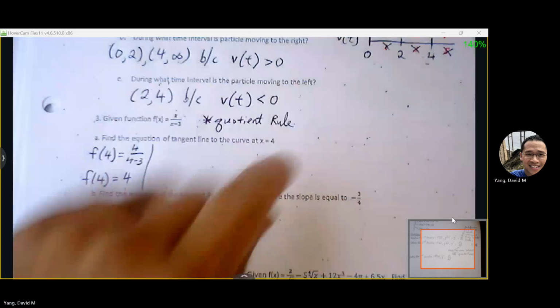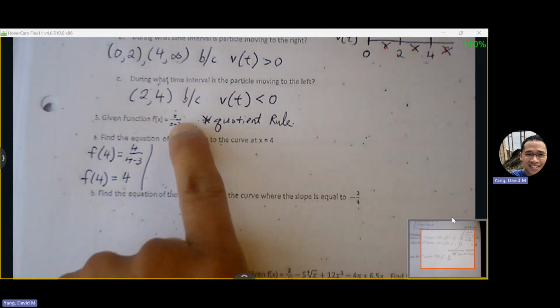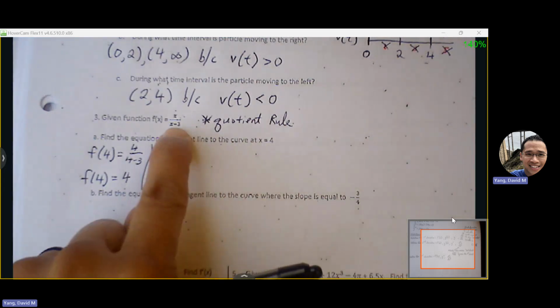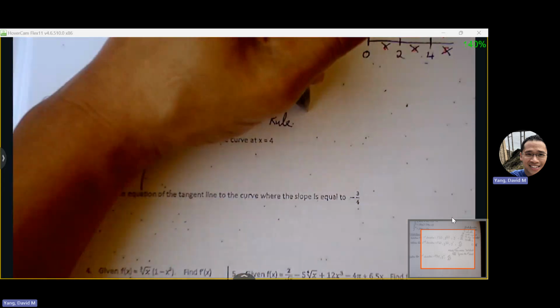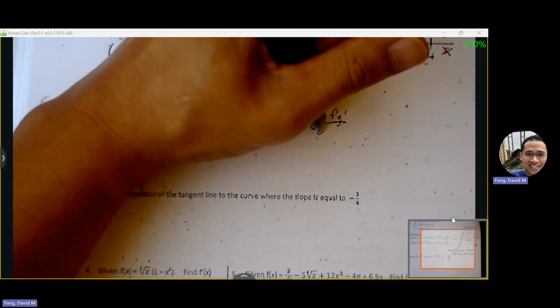Now, tomorrow I'll talk about when we can avoid quotient rule. Basically, if there's only one term in the denominator, we can split it up into individual fractions. But as soon as you have multiple terms added or subtracted in the denominator, you're stuck. You have to go through quotient rule. So quotient rule is f prime g minus f g prime, all over g squared.